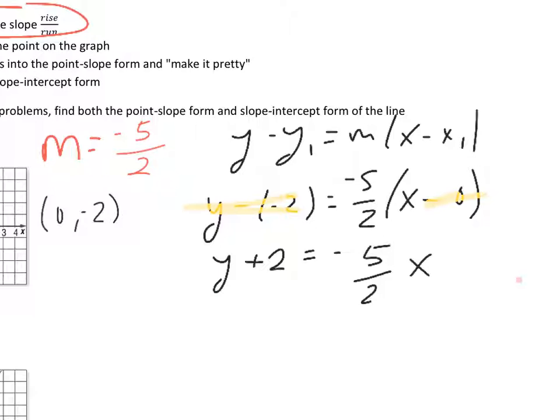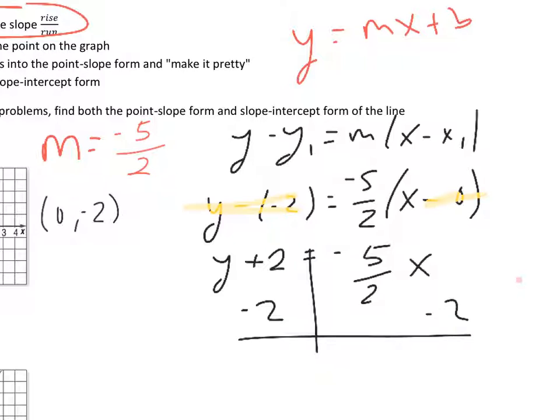Step 4 is make it slope-intercept form. Well, slope-intercept form is y equals mx plus b. So we need the y isolated or alone. I'm going to subtract 2 from both sides. We should get y equals negative 5 halves x minus 2, and we are finished.